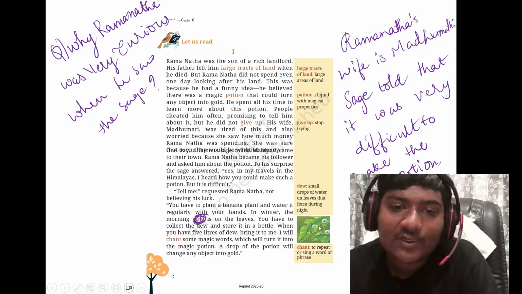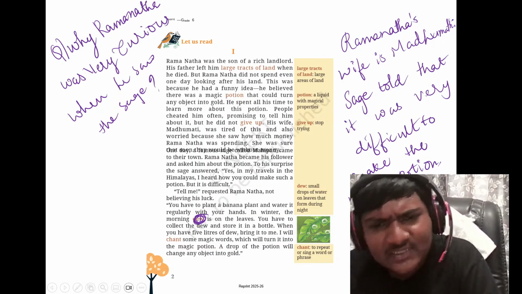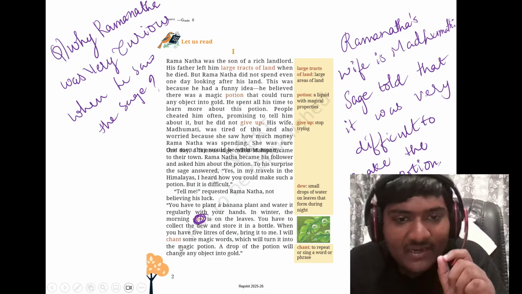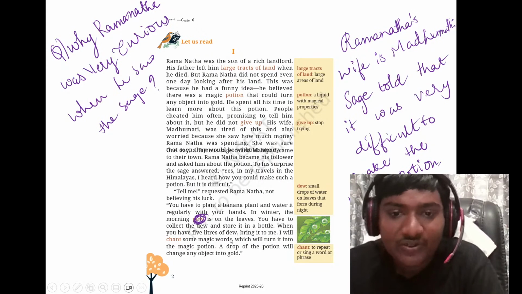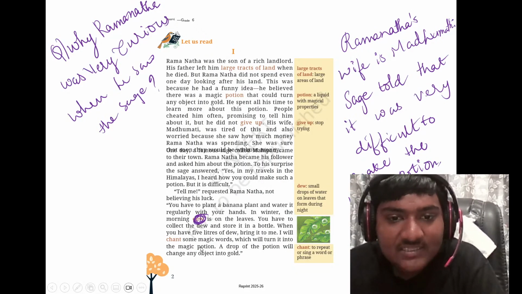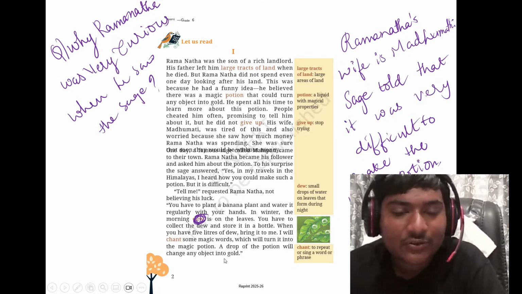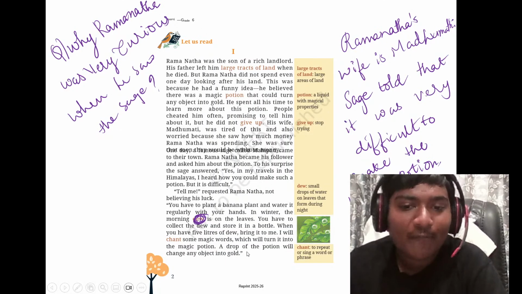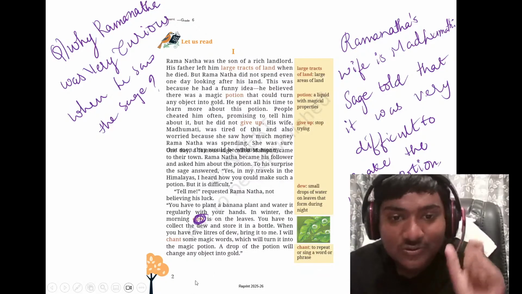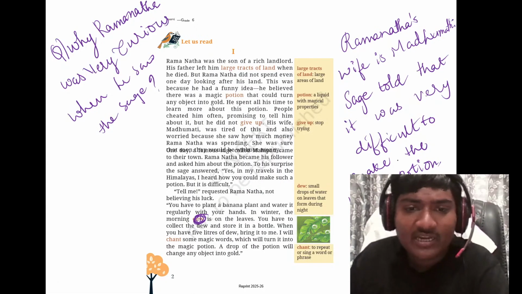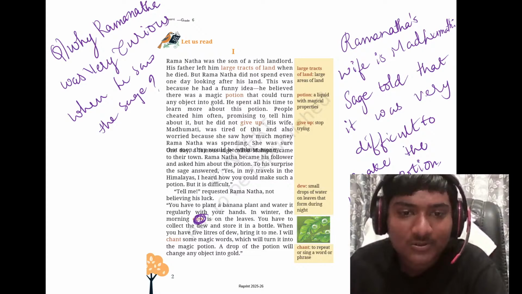You have to collect the dew and store it in a bottle. So where does he have to store it? In a bottle. When you have 5 liters of dew, bring it to me. I'll chant some magic words which will turn it into the magic potion. A drop of the potion will change an object into gold. A very, very important sentence from the chapter.